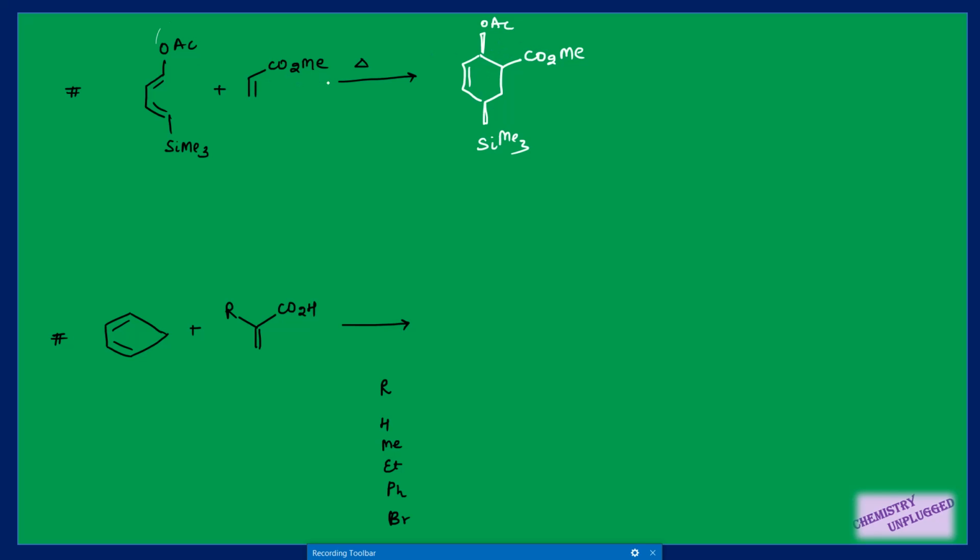So the next question comes about the endo rule. We know that according to the endo rule, the protons attached on this carbon and this one will go on the same side, meaning they will remain cis to each other. It means this acetate group and this ester group will also remain on the same side. This will be our major product. This is also called the endo product. Since this is major, we will also get some minor product in which this CO2Me group will go below the plane, on the opposite side of this acetate group, right?